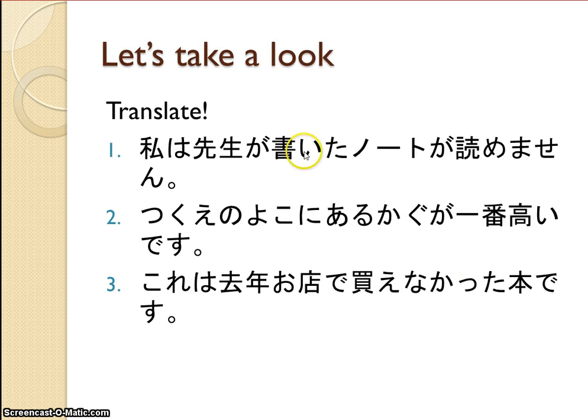Okay, go ahead and do this part on your own. We'll check it tomorrow and answer any questions. Once again, this is a very simple grammar lesson. We're on our last grammar lesson for this chapter, which means you have a test coming up, so keep that in mind. I'll tell you more details about that. We have next week to review, and then we're going to have the test. So great job. The sentences were 私は先生が書いたノートが読めません。机の横にある家具が一番高いです。これは去年お店で買えなかった本です。Try writing these out. Good luck, and I will see you tomorrow.